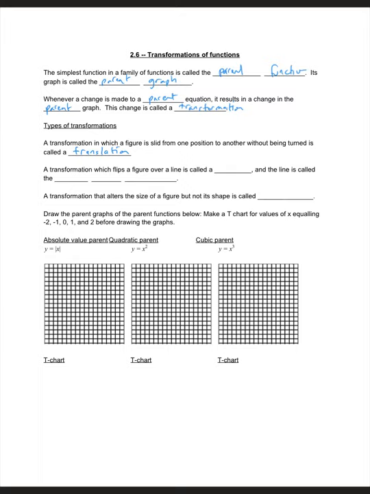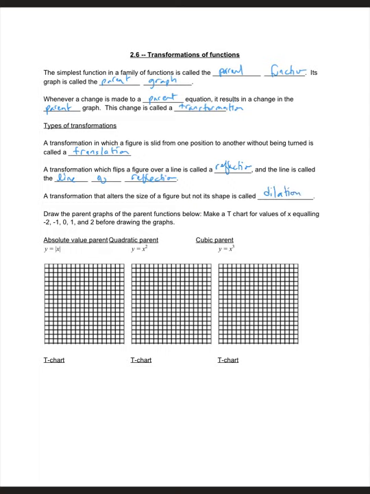Now, you may have also seen graphs that flipped over an x-axis or flipped over a y-axis. A flip is called a reflection. And the line that you flip it over, which is the x or the y-axis depending, is called the line of reflection. You may have also seen some shapes that were stretched or compressed up or down, or side to side. Whenever you're stretching or compressing something, we call that a dilation, kind of like you dilate your eyes with the eye doctor.